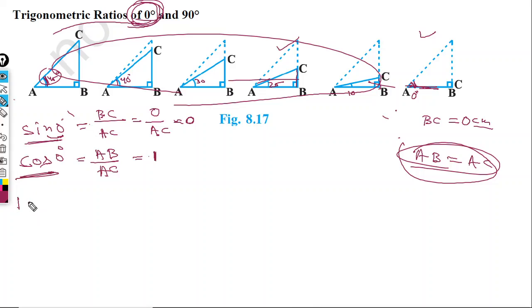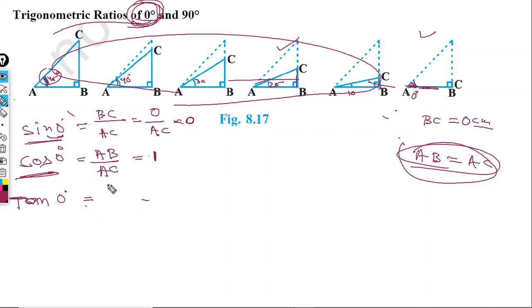Now we'll move to tan 0 degree. Tan 0 degree, look at the figure. Tan means opposite side divided by adjacent side. Opposite side is BC, adjacent side is AB.